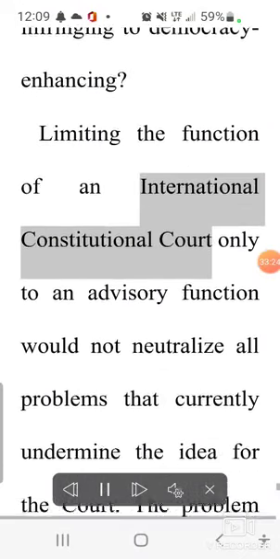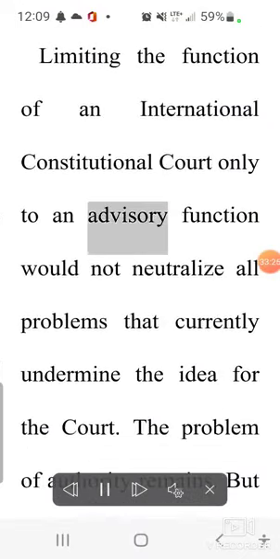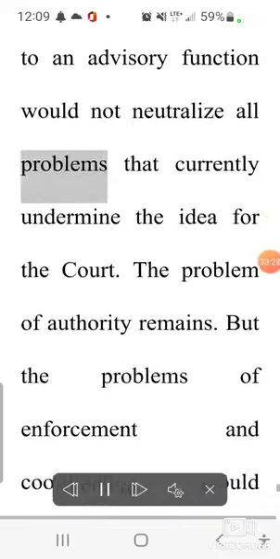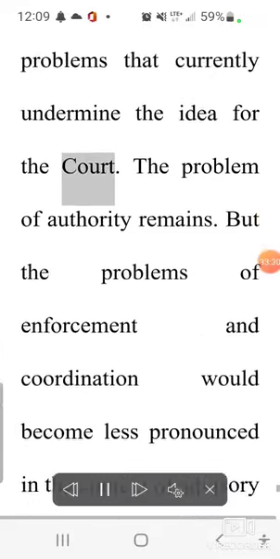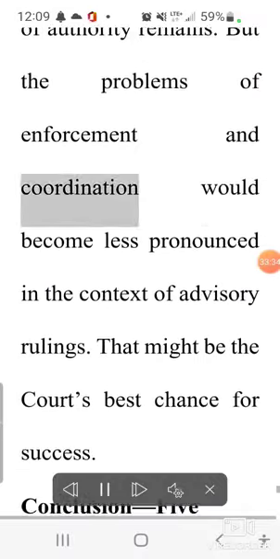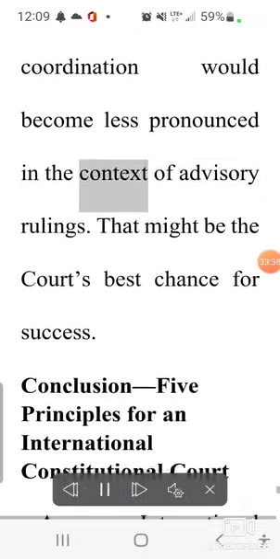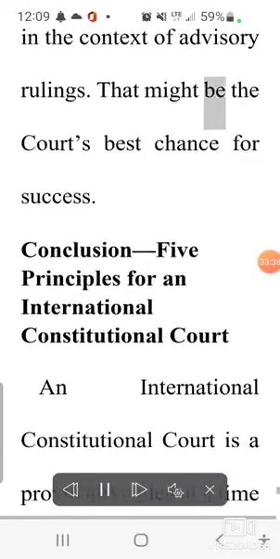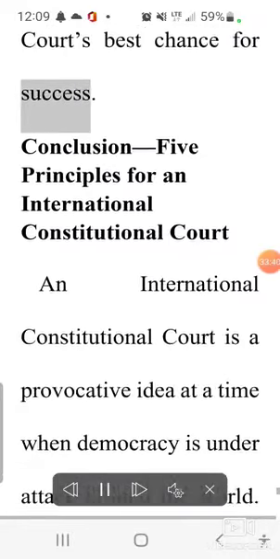Limiting the function of an international constitutional court only to an advisory function would not neutralize all problems that currently undermine the idea for the court. The problem of authority remains. But the problems of enforcement and coordination would become less pronounced in the context of advisory rulings. That might be the court's best chance for success.